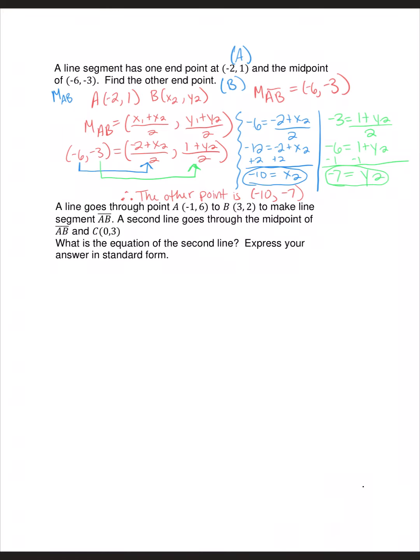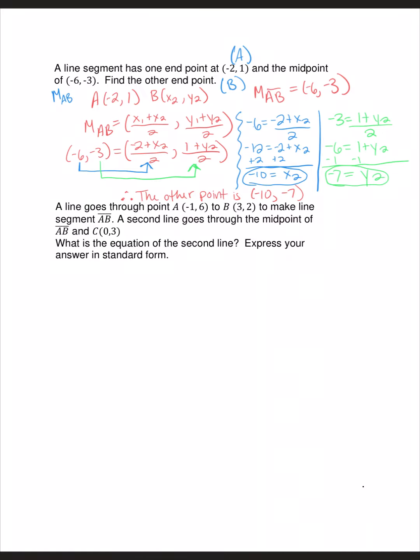We have another example here where we're working with two different line segments, trying to find an equation of a line and put it in standard form. Hopefully we can remember that standard form from a few units ago. A line goes through point A to B to make line segment AB. A second line goes through the midpoint of AB and then at point C, (0, 3). What is the equation of the second line? Express your answer in standard form.